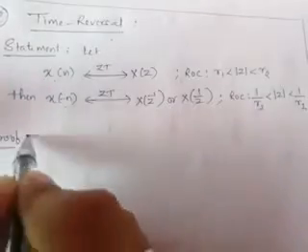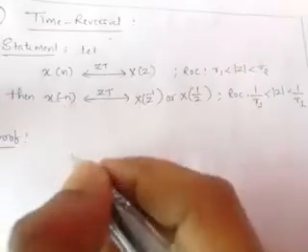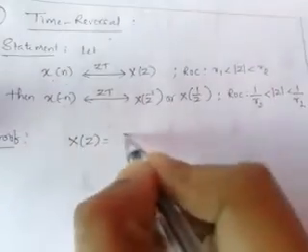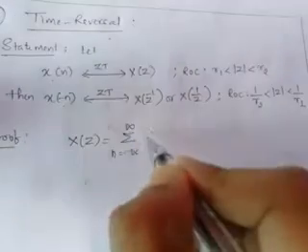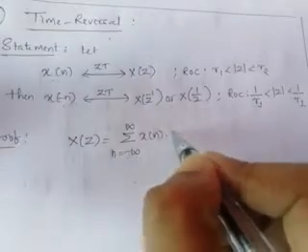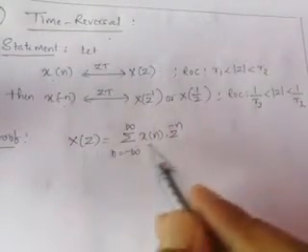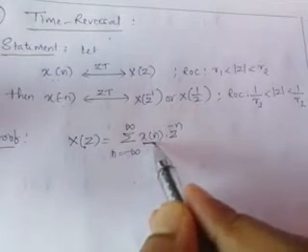With the help of, once again, the definition of Z transform. First I am going to write the definition of Z transform, that is X of z is equal to summation n equal to minus infinity to plus infinity x of n multiplied by z raised to minus n. This equation is the Z transform of the given sequence x of n.